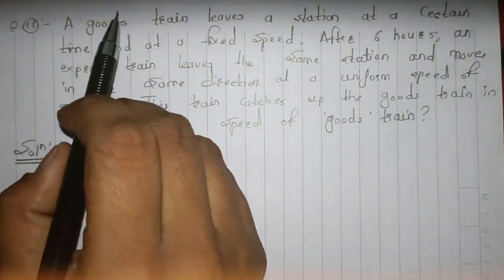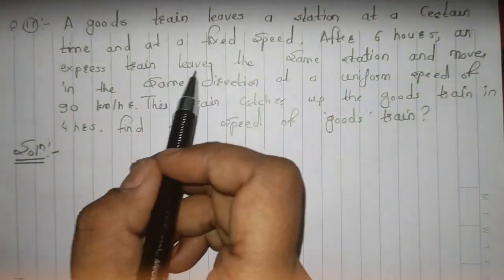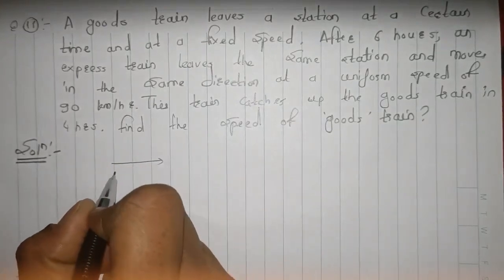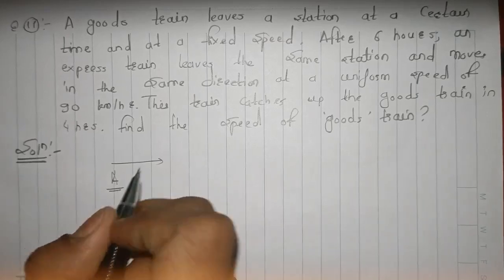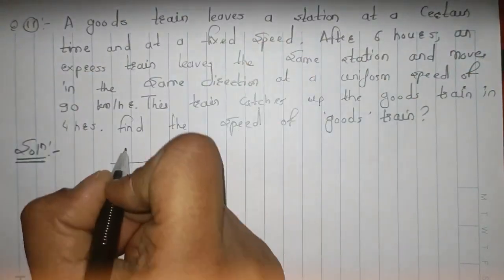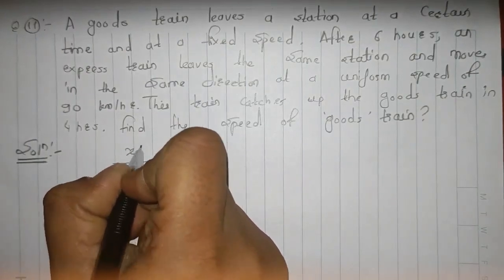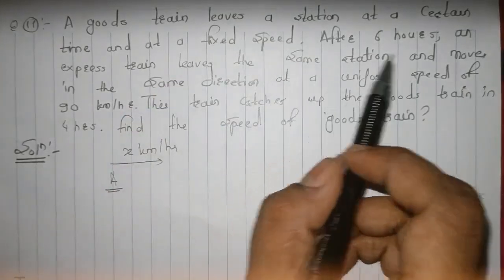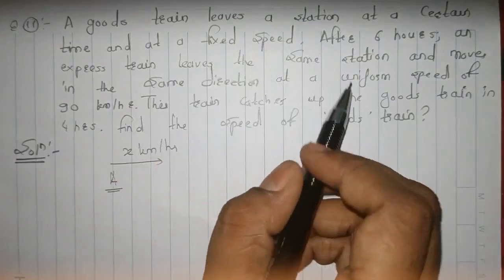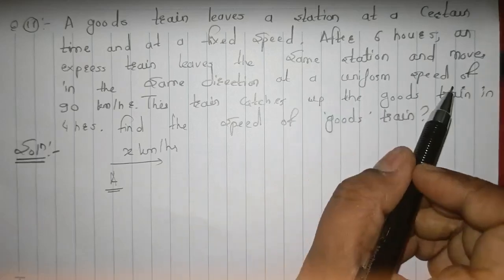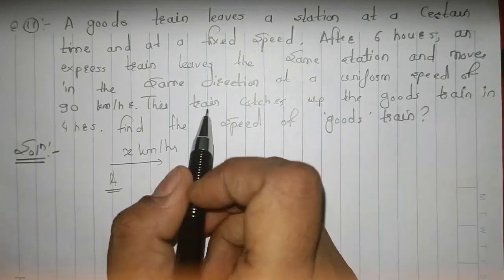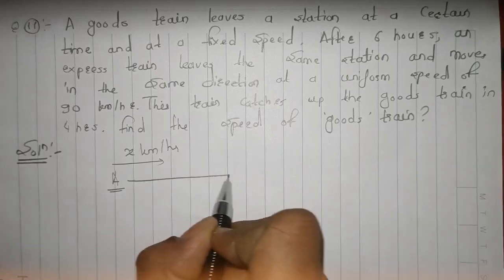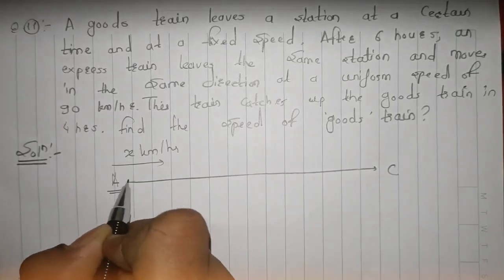For example, a goods train leaves the station at a certain time and at a fixed speed. Consider this is A, from where the goods train is leaving the station at a fixed speed. Consider this as x km per hour, the speed of our goods train. Now the express train leaves the same station and moves in the same direction at a uniform speed of 90 km per hour, and this train catches up the goods train in 4 hours. Consider A to C the entire distance.